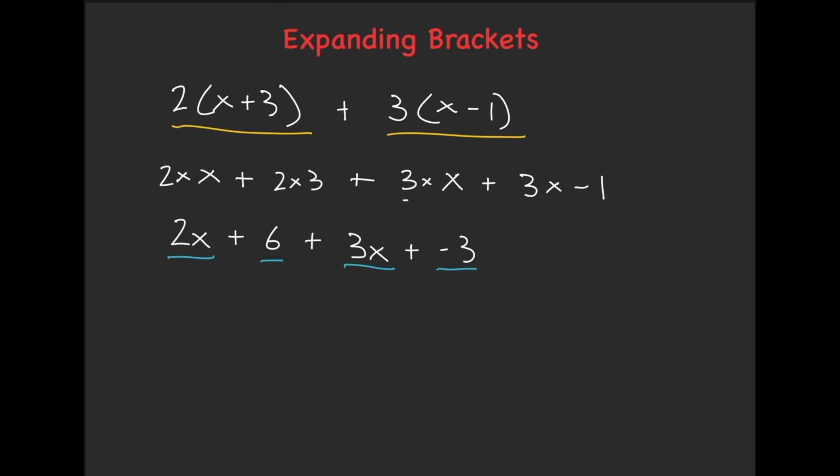And now we can simplify this expression even further by collecting like terms and simplifying the constants. So first we have 2x, and now you've got to take note of the sign to the left of its like terms. So 2x plus 3x becomes 5x, and then positive 6 plus minus 3 is the same as writing 6 minus 3. And so our final answer is 5x plus 3. And that's the answer to expanding those brackets.